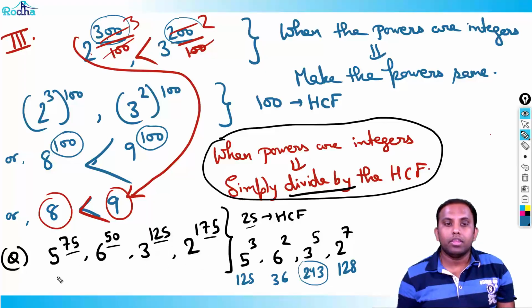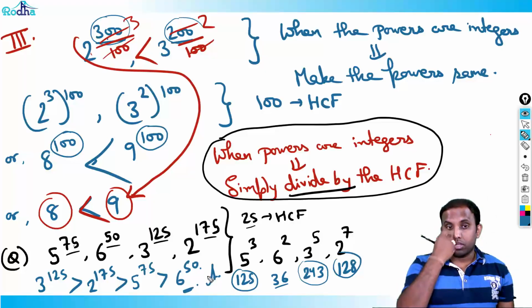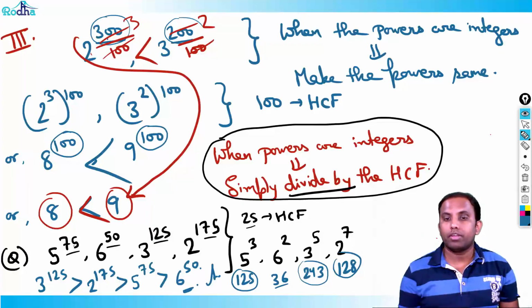That means here 3 raised to 125 is the greatest. After 243 it is 128, that means 2 raised to 175 is the next number. After 128 it is 125, which is 5 cube, that is 5 raised to 75. And at last 36, that is 6 raised to 50. This is the answer. So 3 raised to 125 is greater than 2 raised to 175, which is greater than 5 raised to 75, which is greater than 6 raised to 50. This is the answer.